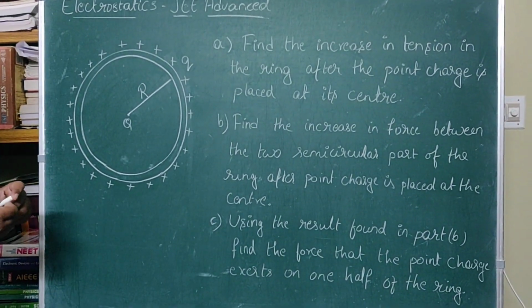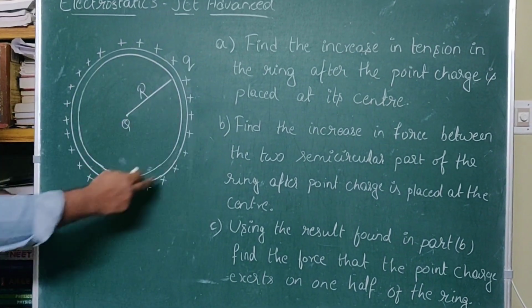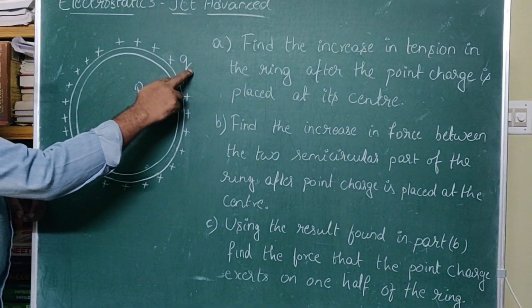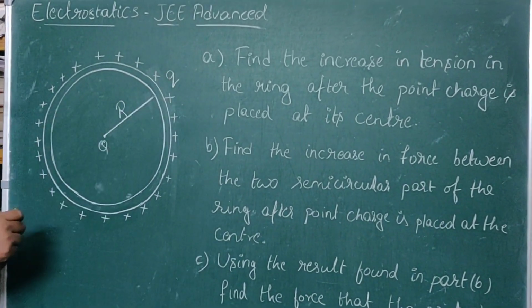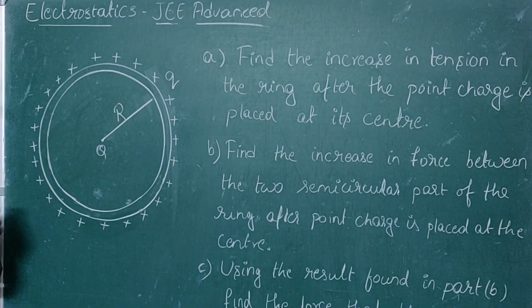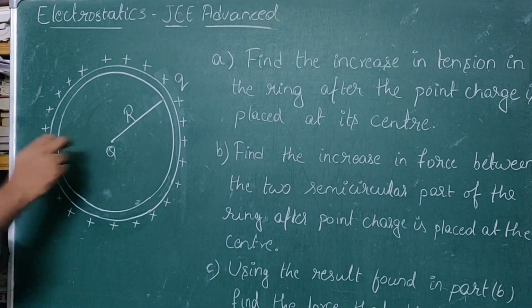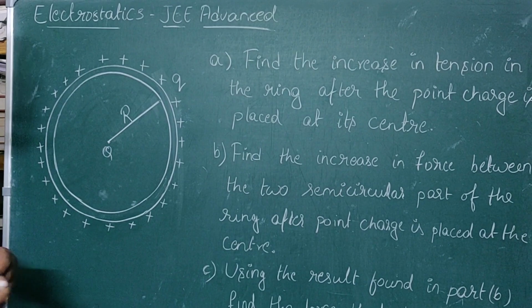Here in this problem we have a positively charged ring on which there is a charge of Q which is uniformly distributed. The total charge on the ring is Q and the radius of the ring is capital R, and now a point charge capital Q is placed at the center. Now they are asking three questions on this.